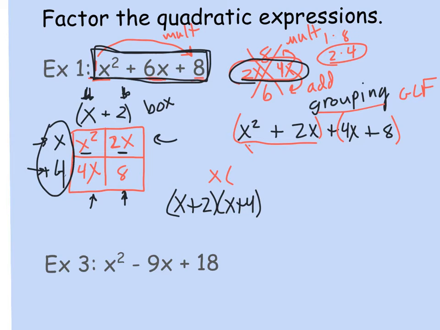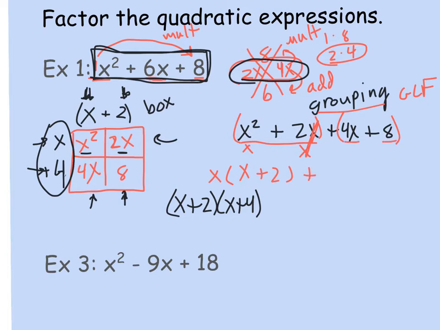So dividing an x out of both of these, well, this is pretty easy. I'd be left with 2, so I'm going to put a 2 there. X squared divided by x, well, that's just going to give me x right there. So that's done. Now I'll do grouping here.